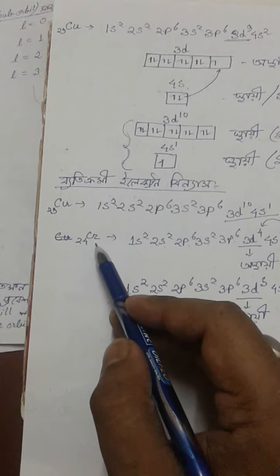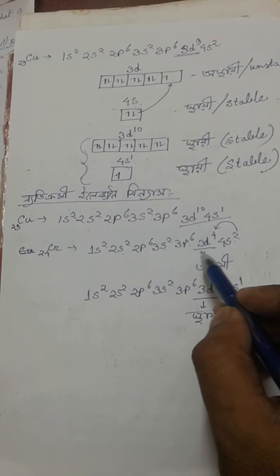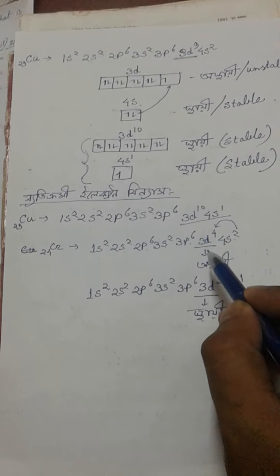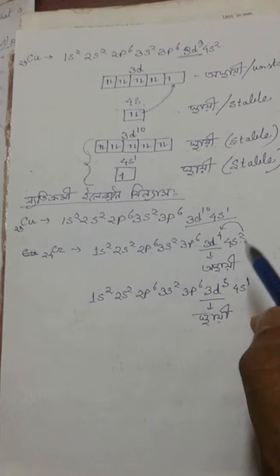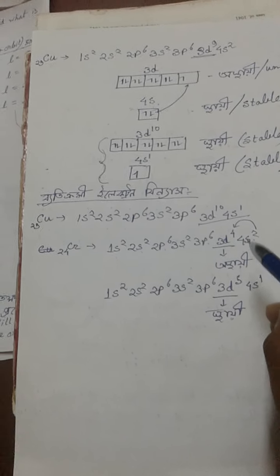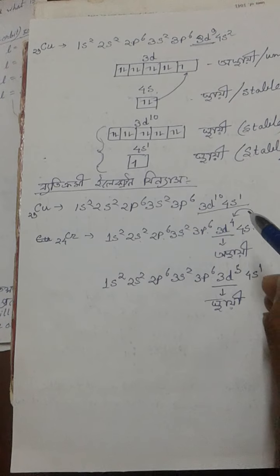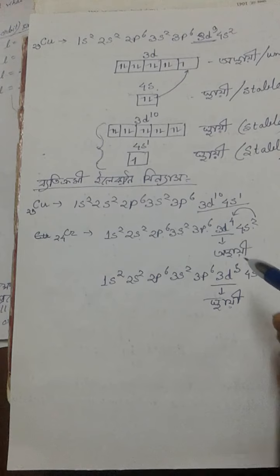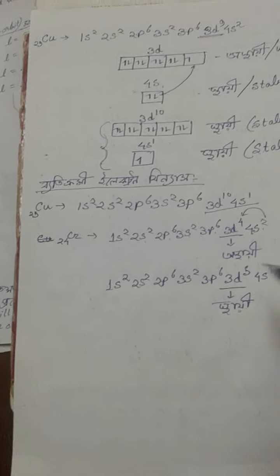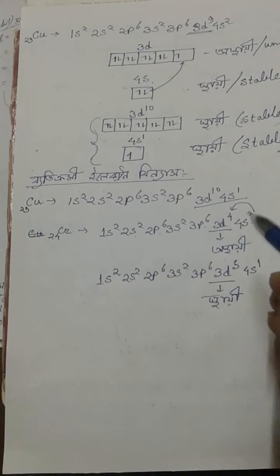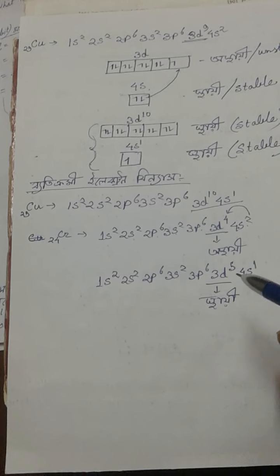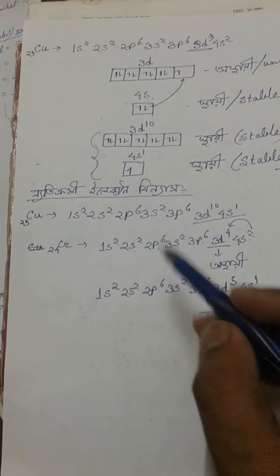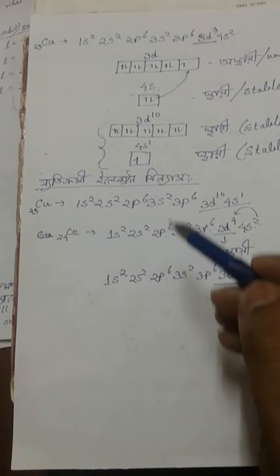Accordingly, chromium has also 3d4 4s2, but the 3d is unstable because it is not half filled, but 4s2 is full filled, so it is stable. But if I transfer one electron from 4s to 3d, 3d is half filled, and 4s is also half filled, so both are stable. So this arrangement gets higher stability than the first arrangement, so we can consider this arrangement.